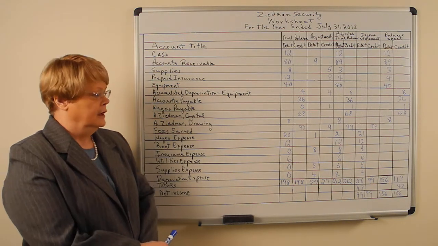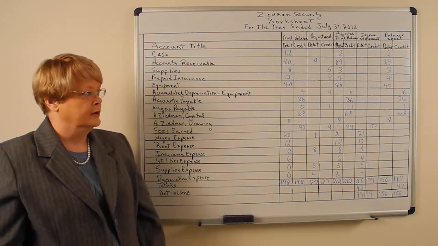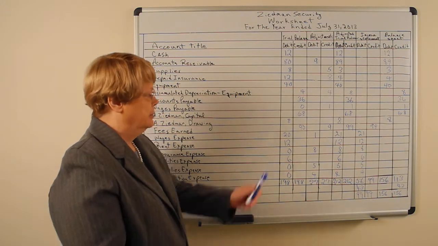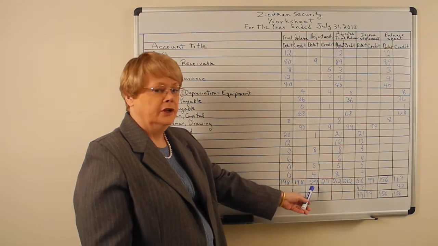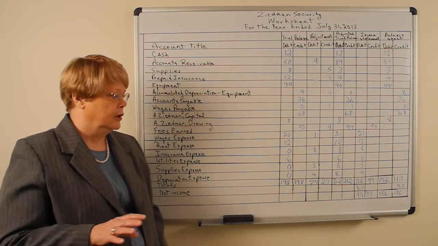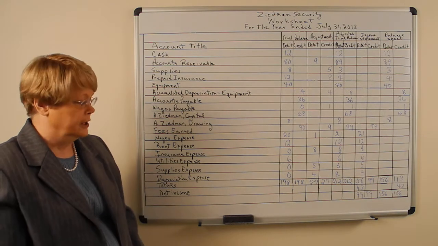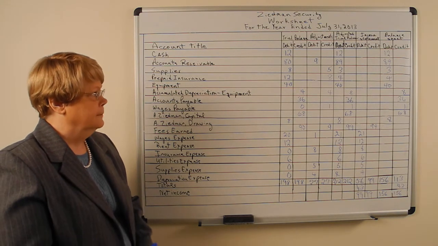Alright, now that we have the adjustments all up there, what we need to do is to add up the adjustment columns and make sure that they equal, and I have done that here, and they do equal. You want to make sure that every pair of columns does equal, and we'll talk about the ones at the end in just a few minutes because they don't.